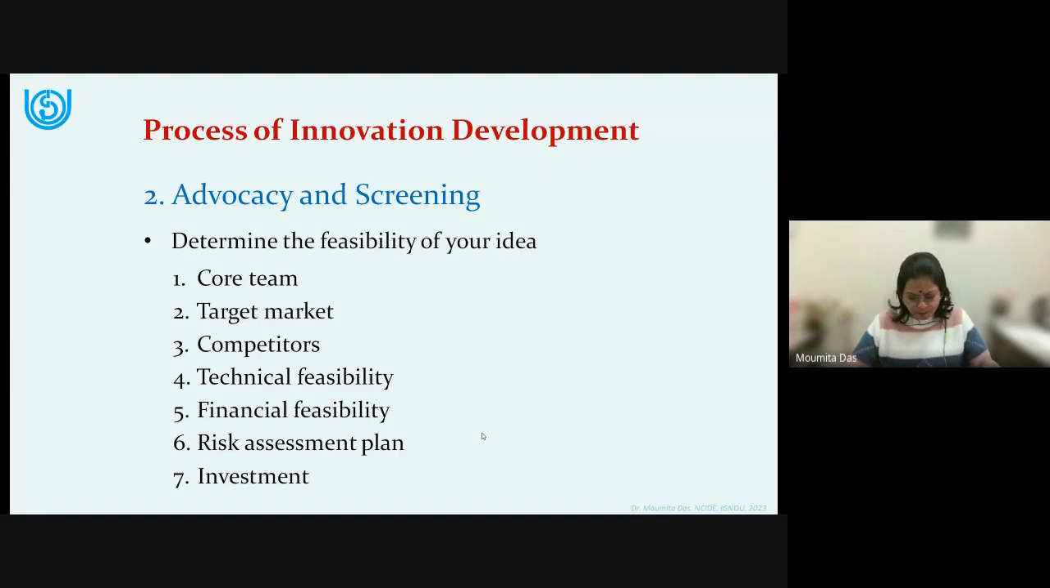So essentially, in this step, you are estimating the feasibility of your idea. Is your idea worth taking to the market? Will it survive? Is it doable actually? Feasibility means, is your idea worth carrying out practically? So this is that step.